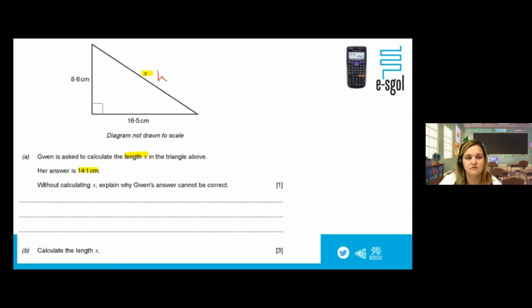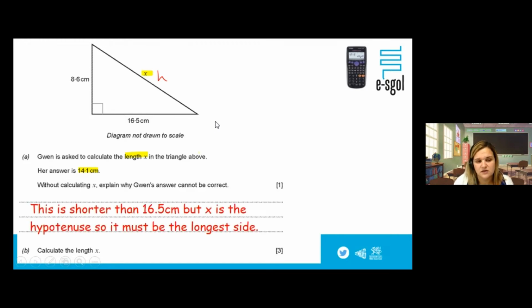So yes, we are correct with opposite the right angle, but the other part of it is that it's the longest side. So if I compare my answers, the 14.1 to the 8.6 and 16.5, 14.1 is actually shorter than one of the sides that should be shorter than the hypotenuse. So that is the reason that we use in order to answer this question. So this is shorter than 16.5 centimetres, but x is the hypotenuse, so it must be the longest side. And that would be enough to get you those marks in the exam.